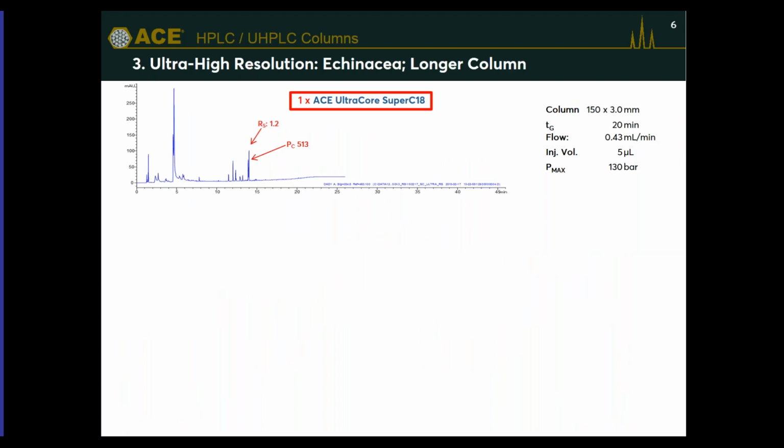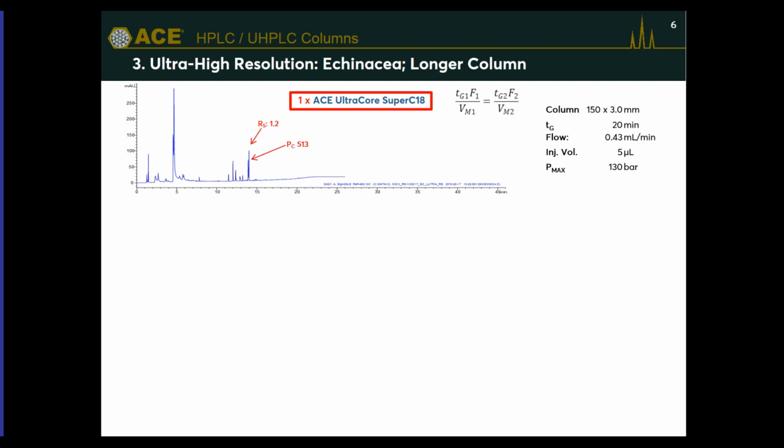Well, here we have on the slide here a natural product echinacea. And if we do a broad scouting gradient run, this is using a solid core type column, we can see we get a chromatogram with a whole host of different peaks, a sort of a different profile, and it gives us some useful information. And I've picked out a couple of peak pairs there. You can see the resolution value is 1.2 with a peak capacity of 513.